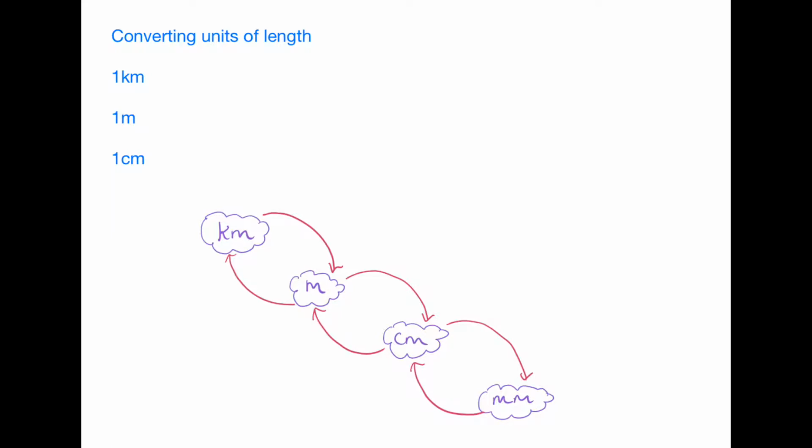All right, so the things that you need to know are that 1 kilometre is 1,000 metres. Okay, when you see the word kilo in front of something, it means 1,000. Okay, it means 1,000 times. Okay, 1 metre is 100 centimetres. Okay, now remember that cent means 100, doesn't it? 100 times.